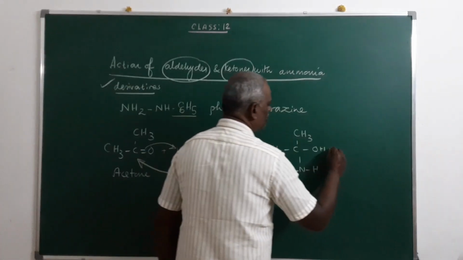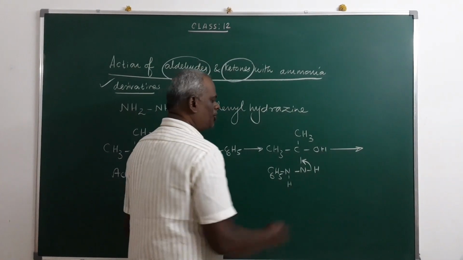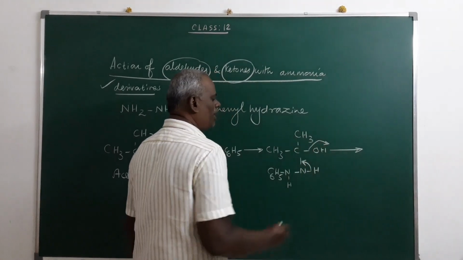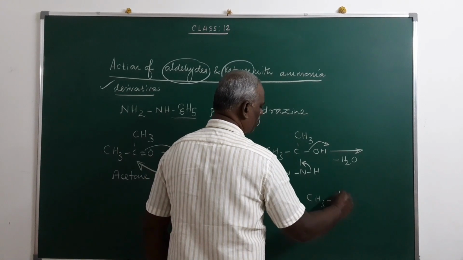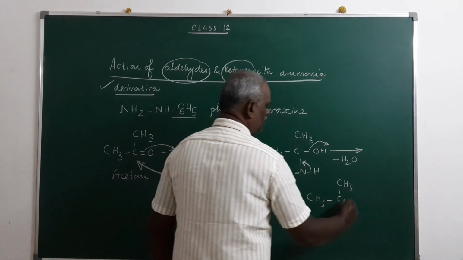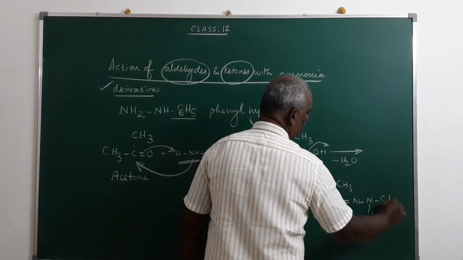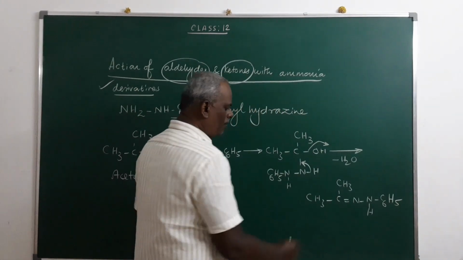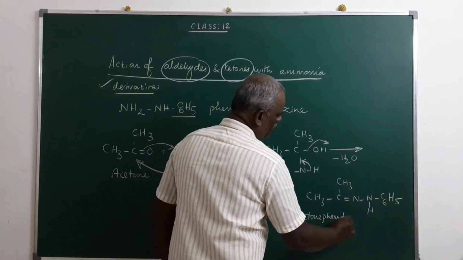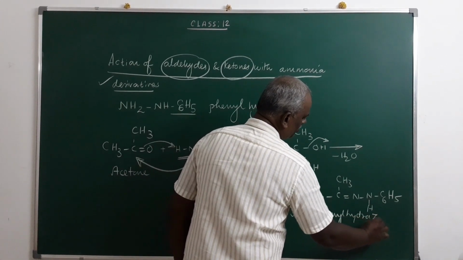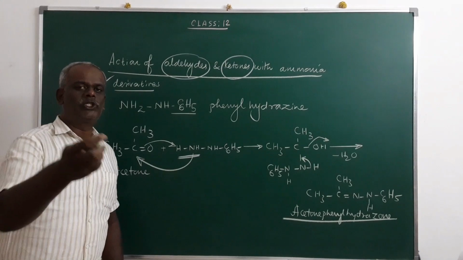During the condensation reaction, what is happening? The hydrogen is removed as H plus, subsequently OH is leaving as OH minus. So on the loss of water molecule, you can have a product as follows: CH3, CCH3, double bond N, NH, C6H5. The compound's name will be acetone phenylhydrazone. We started with the hydrazine. Finally, the product is hydrazone.